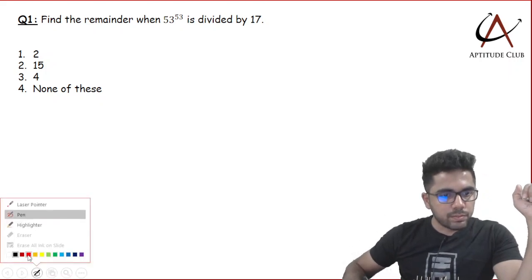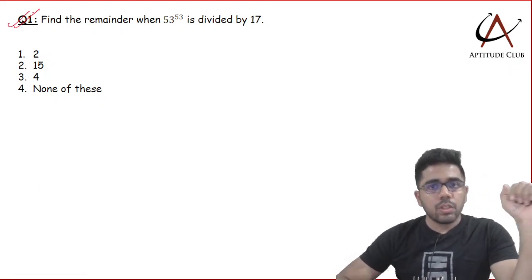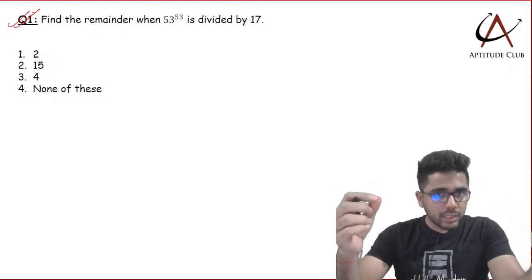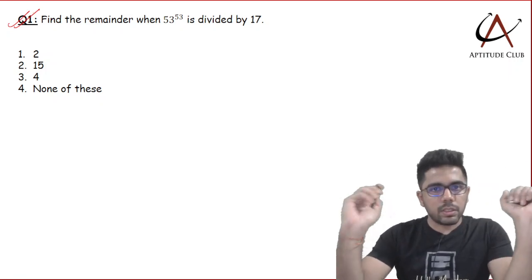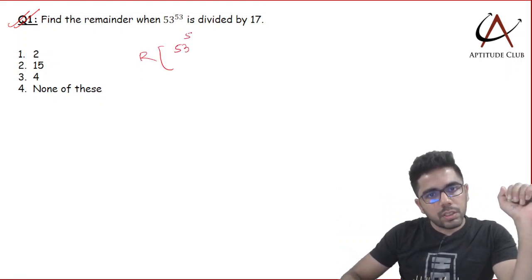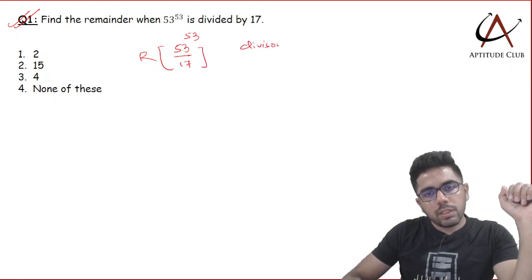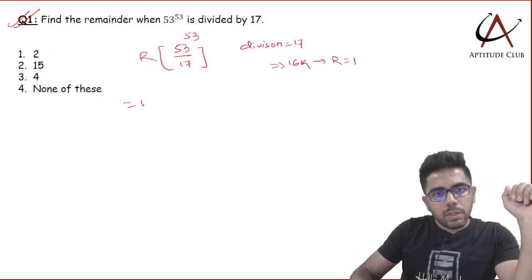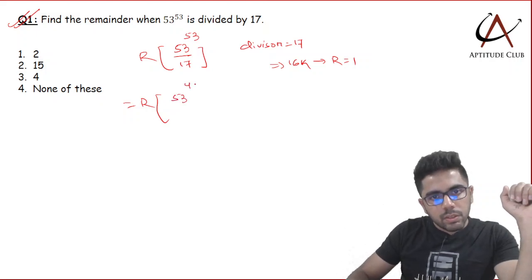First question here. If you are watching this video, pause the video, try this yourself and then look at the explanation. Okay? So it is asking to find the remainder of 53 to the power 53 divided by 17. So the divisor here is 17. That means either 16 or any multiple of 16 in the power will give remainder 1. So I'll break it in this way: 53 to the power 48 into 53 to the power 5, divided by 17.